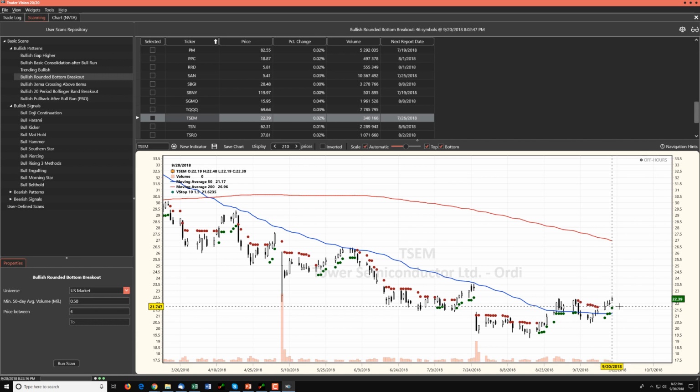Our first target was up here at 23. Yes, right off of this, about 23.60 something. And then the last target was up here about 25 and a nickel, which is off of these highs.